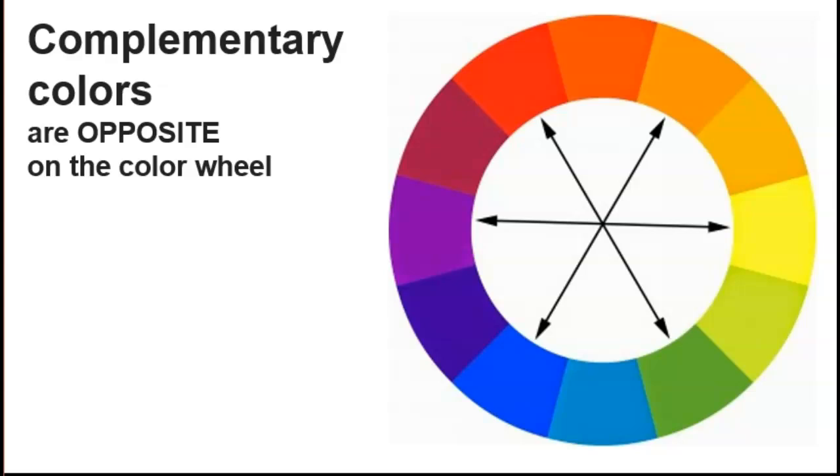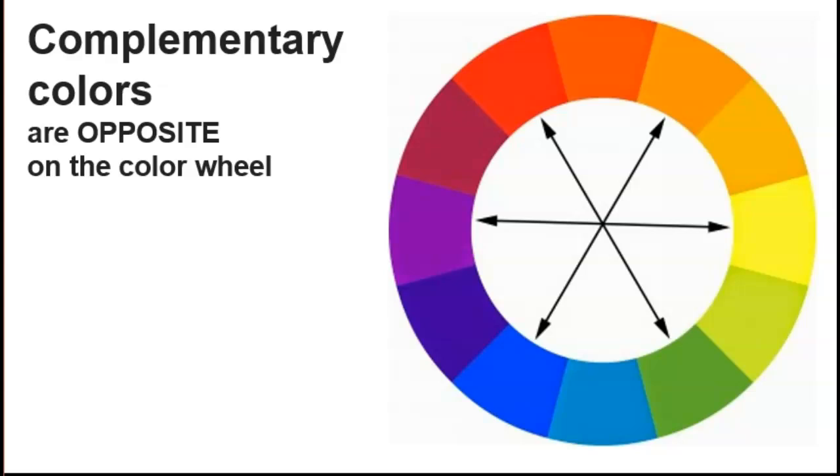If monochromatic is the same house and analogous is next door neighbors, complementary is the people on the other side of town. You don't even know those people. They are so far away from you. So the opposite on the color wheel of red is green. The opposite of purple is yellow. And the opposite of blue is orange.